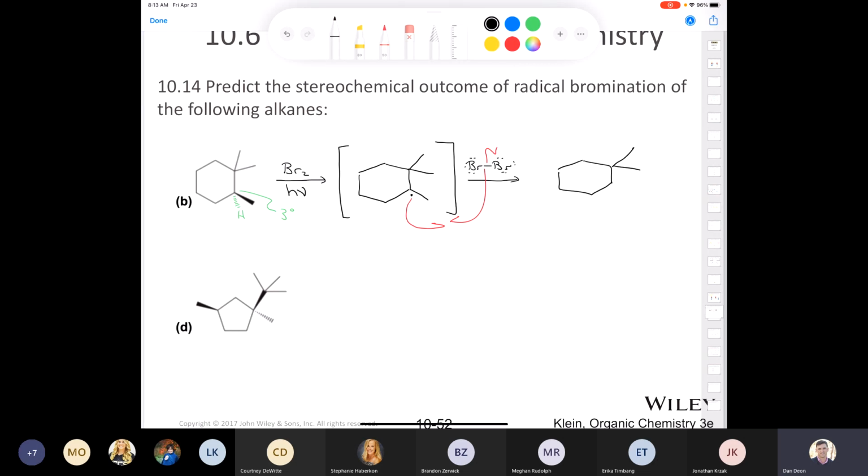And we can draw, let's say we put the bromine going down like this and the methyl group going up like that. Well, not only are we going to isolate this compound, but we're also going to isolate its enantiomer, right? If you flip the stereocenter here, we're also going to isolate that compound.